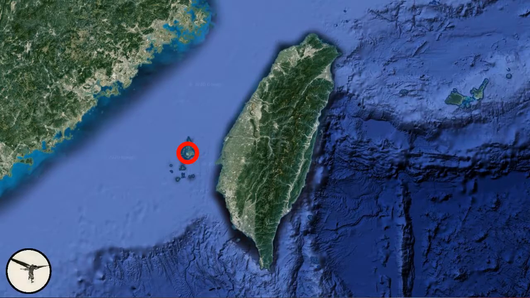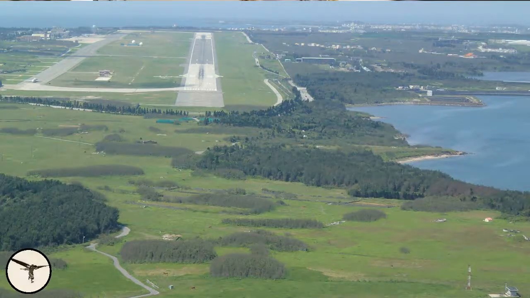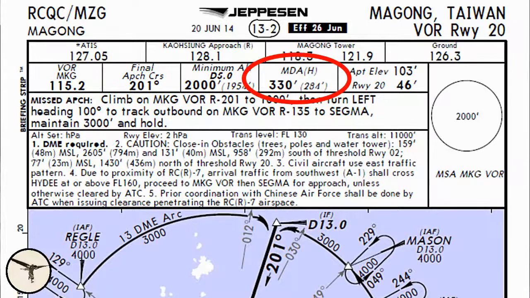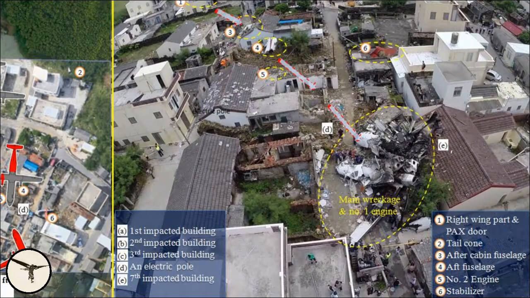Then, on 23rd of July 2014, TransAsia Flight 222 crashed during approach to Magong Airport in bad weather. The captain descended below minimum descent altitude, MDA, and while both pilots were looking for the runway, the airplane descended into the ground. The airplane hit trees and crashed into several buildings. There were 58 people on board. There were 48 fatalities. 10 passengers survived and 5 people on the ground were injured.